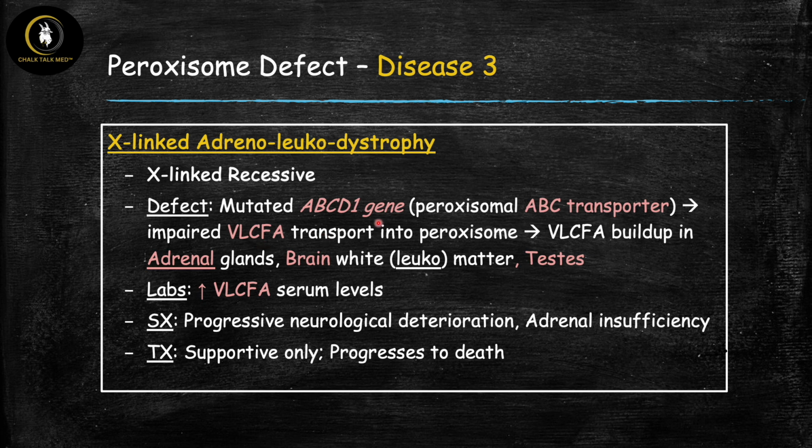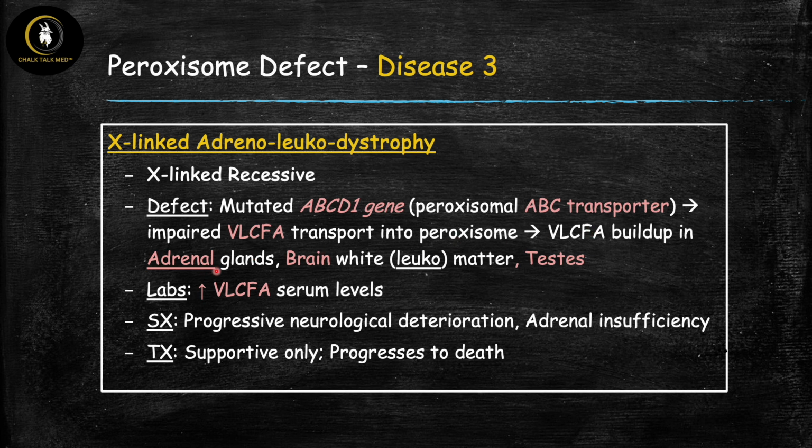So therefore, if there's a mutation here, that means you're missing this transporter. That means you can't uptake very long chain fatty acids from the cytoplasm and break them down. That means that the very long chain fatty acids are going to build up inside of the cell. And this specifically seems to affect specific tissues.